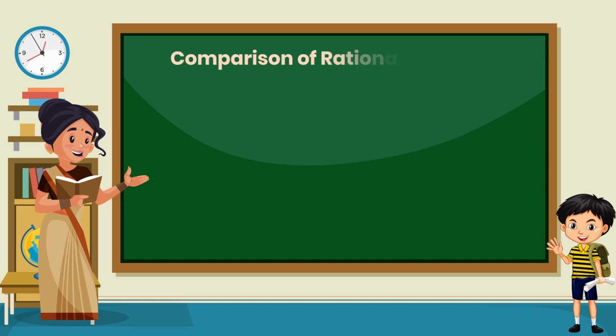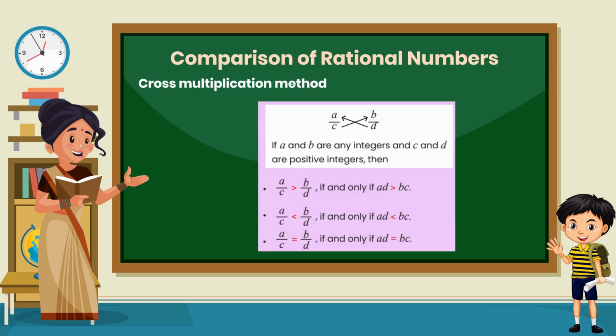Comparison of rational numbers. Cross multiplication method. If a and b are any integers and c and d are positive integers, then a by c is greater than b by d if and only if ad is greater than bc. a by c is less than b by d if and only if ad is less than bc. a by c equals b by d if and only if ad equals bc.